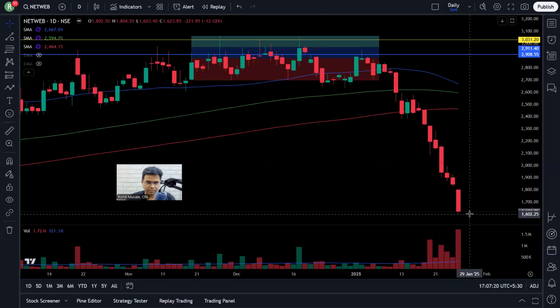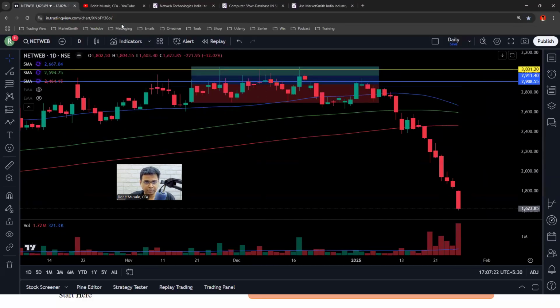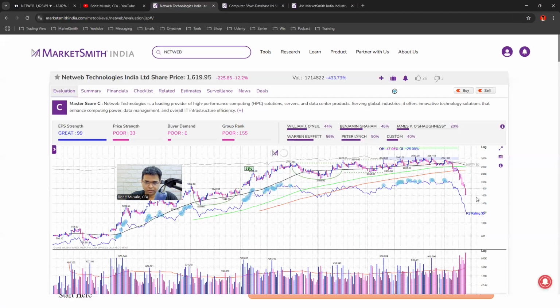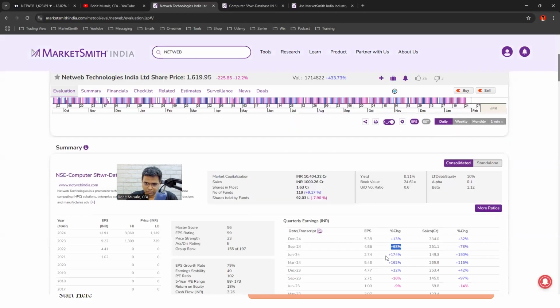And do you know why this happened? Do you know why this happened? At least pay attention now. 174%, 68%, 13%, the exact reverse of December, March to June, the exact reverse is happening. Three straight quarters of declining EPS growth, three straight quarters of declining sales growth. It's a clear sell signal, right?